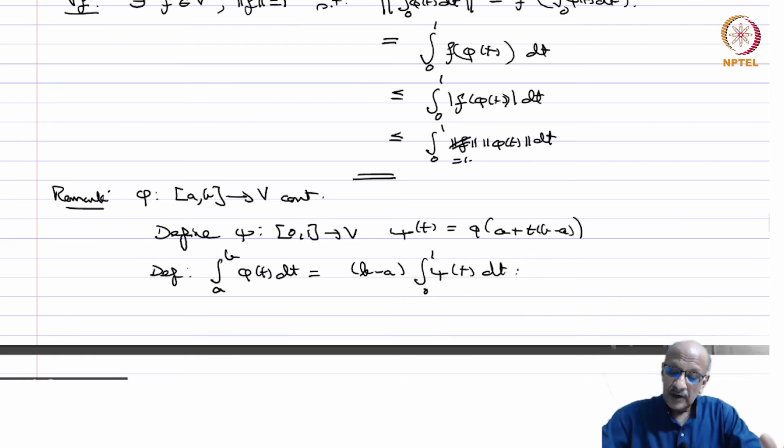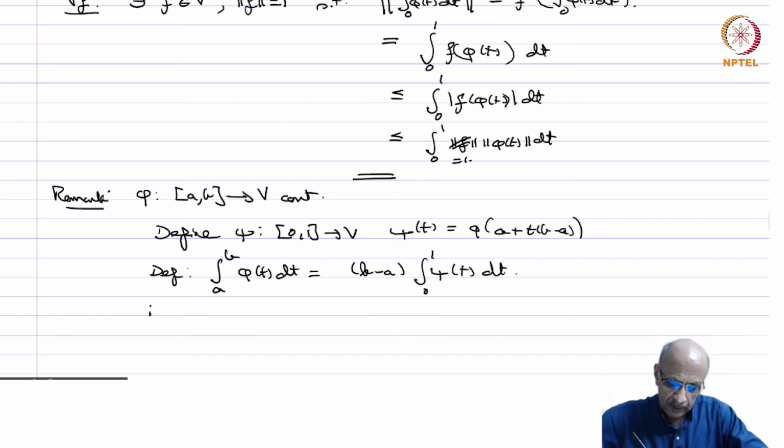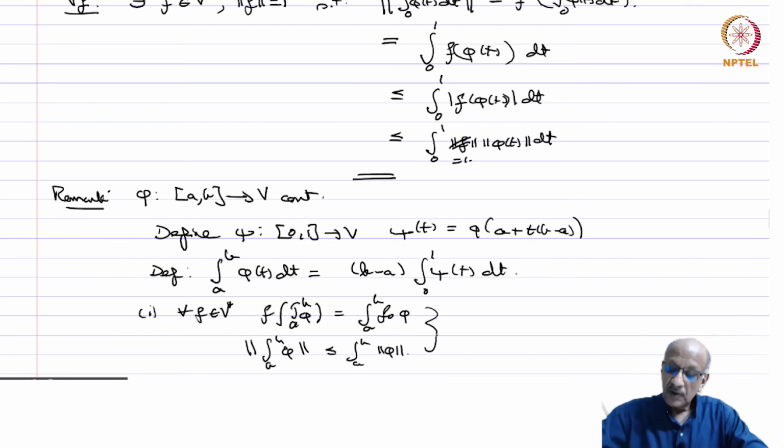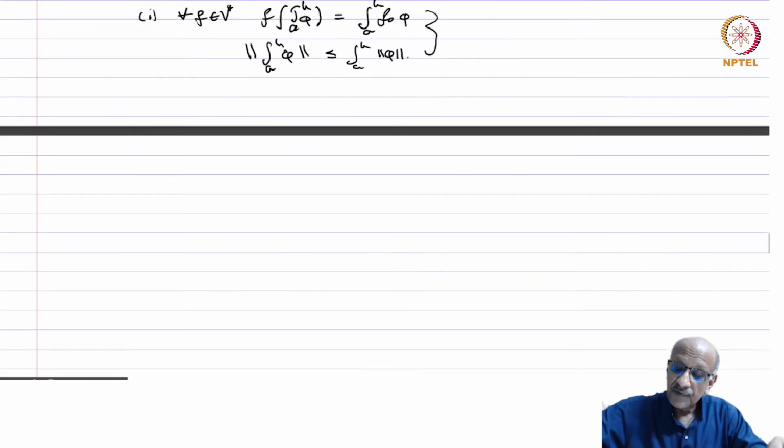And you can check all the properties, namely the integral. So for every f in V star, f of the integral from A to B of phi is equal to the integral from A to B of f composed with phi, and also the norm of the integral from A to B of phi is less than or equal to the integral from A to B of the norm of phi. So both of these you can check yourself.